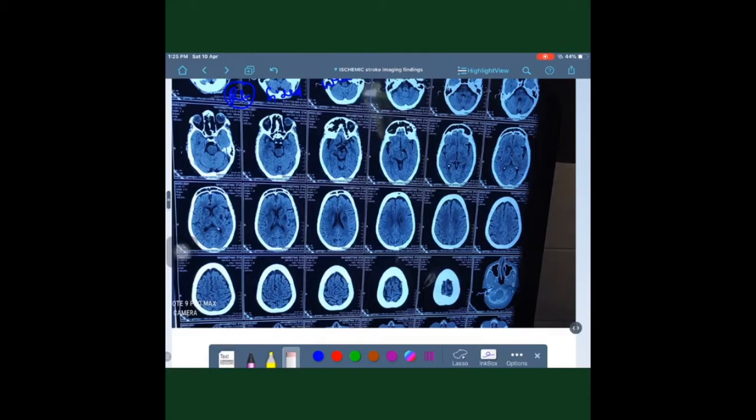First, the patient came with a chief complaint of weakness of the right upper limb and lower limb and deviation of the angle of the mouth to the left side. So, as it is an emergency, we took a CT brain. In the CT brain, we can see there are hypodensities.